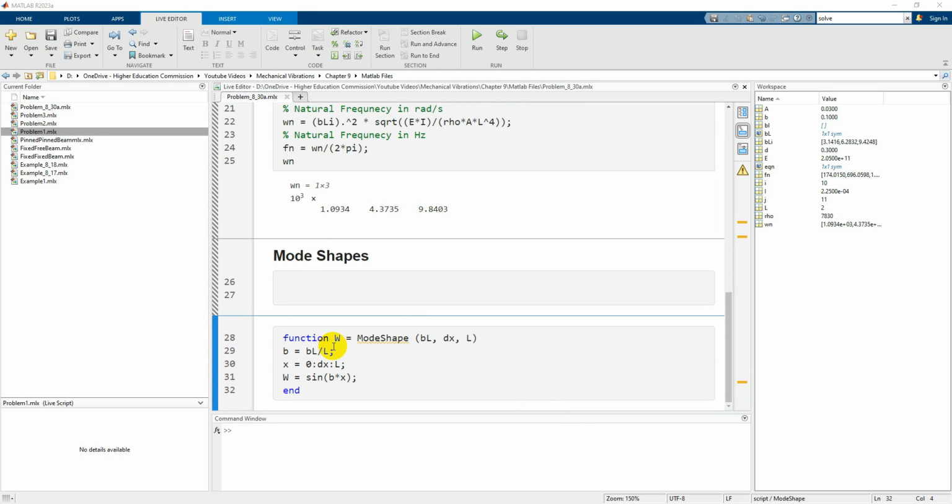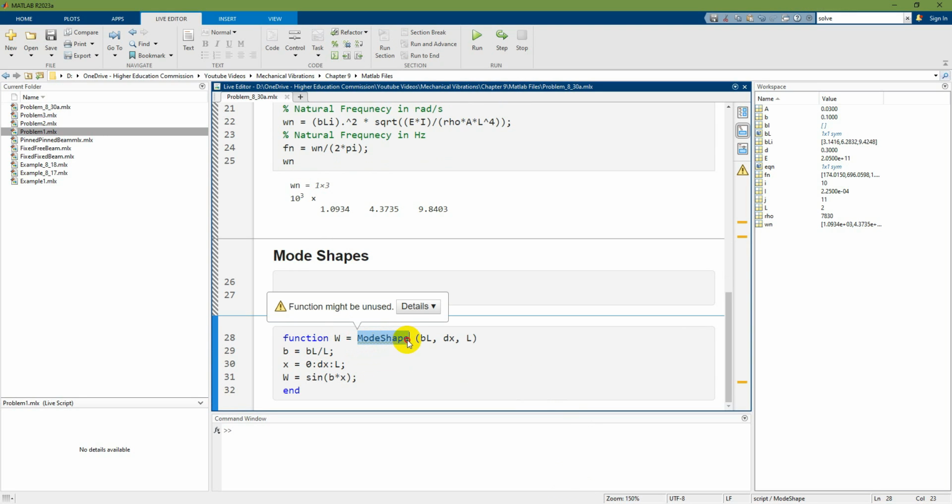If you are going to write a function in a script and then you want to execute that function again. So now the name of the function I have here is mode shape, okay, and then what is it doing? It is taking the value of BL, and it takes length and then dx. So dx is like the delta x, which interval you are going to use.